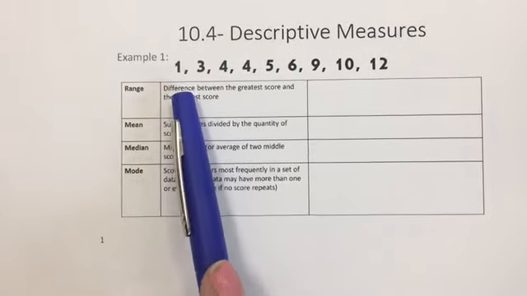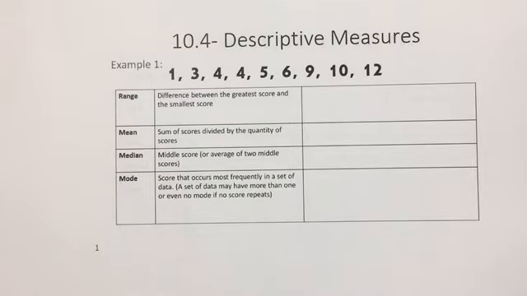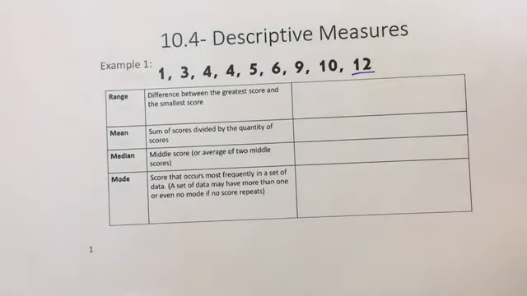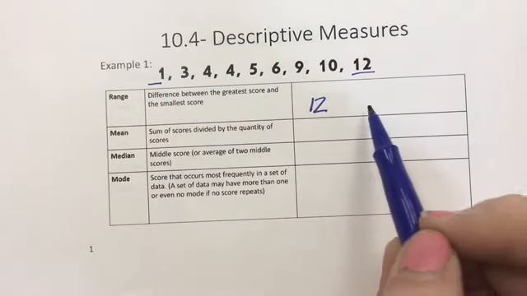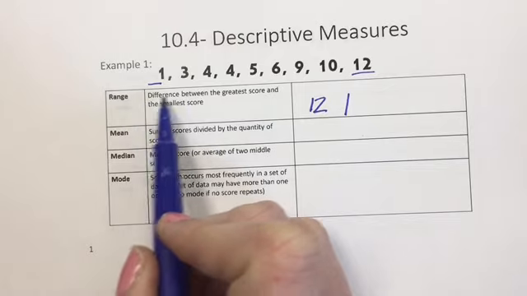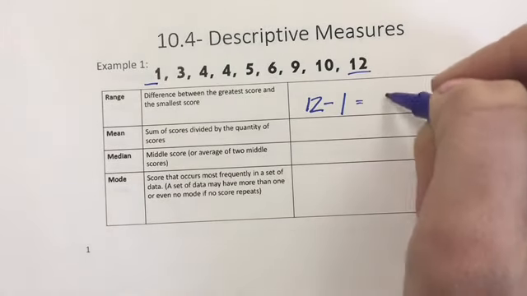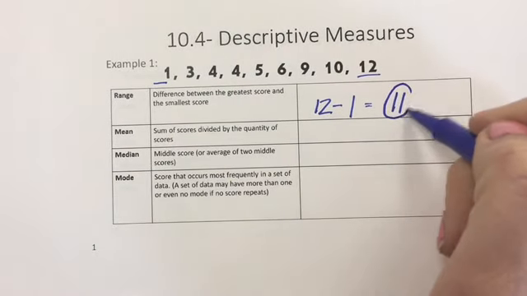Now, range is the difference between the greatest and the smallest. So the greatest number here is 12, right? They're ordered least to greatest, so it's pretty easy. And the smallest is 1. Difference means what? Subtraction. So 12 minus 1 is 11. So the range of this data set is 11.